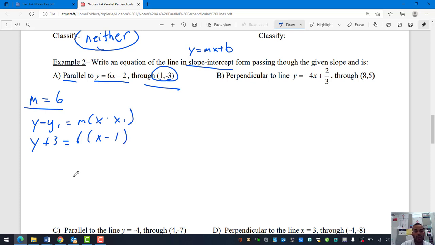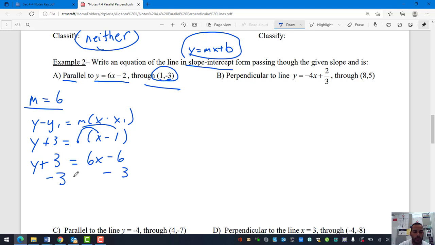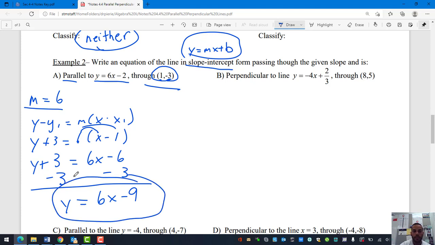Okay, so I wrote the equation of the line I'm looking for in point-slope form. Now all I gotta do is convert it to slope-intercept form, make this look like that. So I want to get y by itself, and if I want to isolate y, my first step should probably be to distribute the 6 to both pieces. I'll have 6x minus 6 on the right, y plus 3 on the left, and to get y by itself, all I gotta do is subtract 3 from both sides. And I should be left with y is equal to 6x minus 6 minus 3, which is minus 9. It's in slope-intercept form, and it's got that exact same slope, so we know it's parallel.